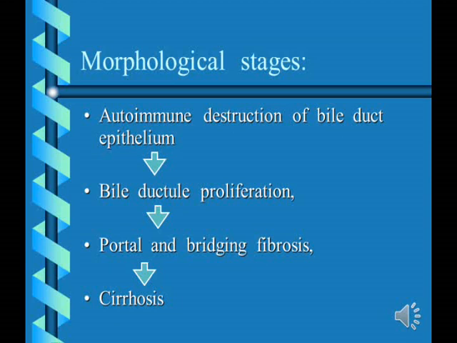It further leads to portal and bridging type of fibrosis, which leads to cirrhosis. Bridging fibrosis is nothing but fibrosis which occurs between the central vein and the portal triad. So this is a bridging type of fibrosis. So these are the 4 stages involved in the pathogenesis of primary biliary cirrhosis.